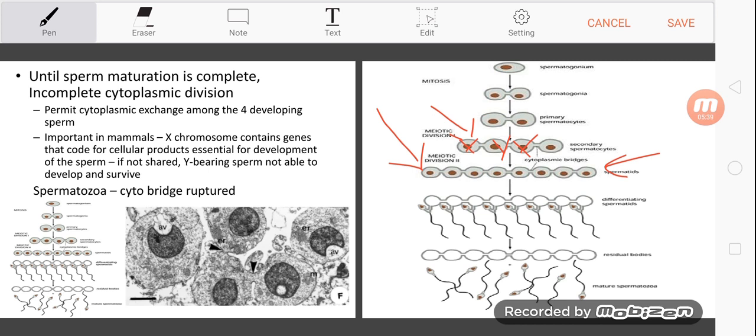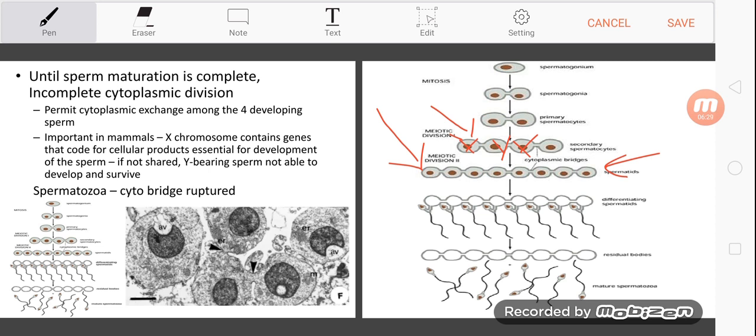Okay, the X chromosome contains genes that code for cellular products essential for development of the sperm. So one of the spermatids having the X chromosome, during spermatogenesis and spermiogenesis, this X chromosome will translate and produce all the essential products for cellular development later after fertilization. So only the spermatid that contains the X chromosome can produce that essential product. Once the spermatid with the X chromosome produces that essential product, it will distribute to its friends, to the attached rest of the spermatids.